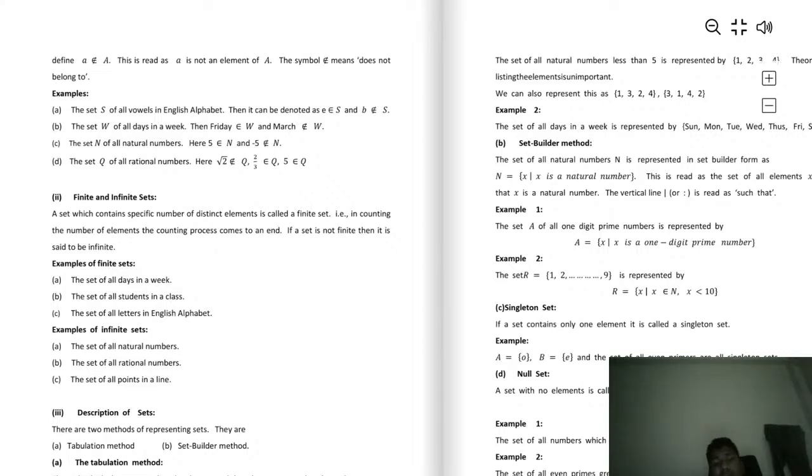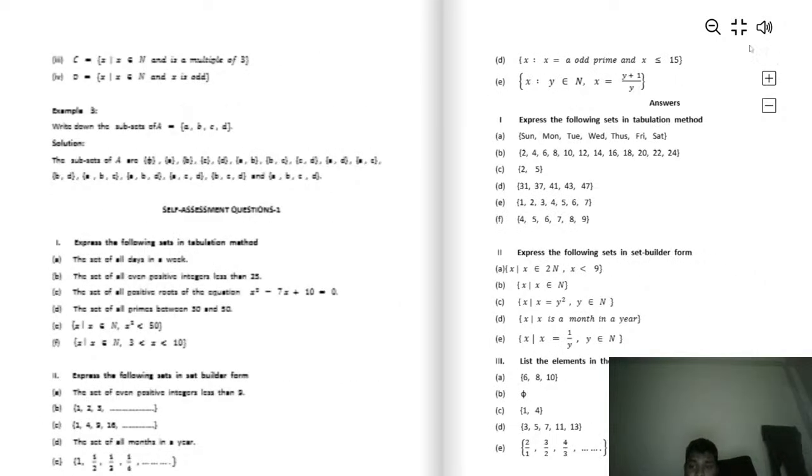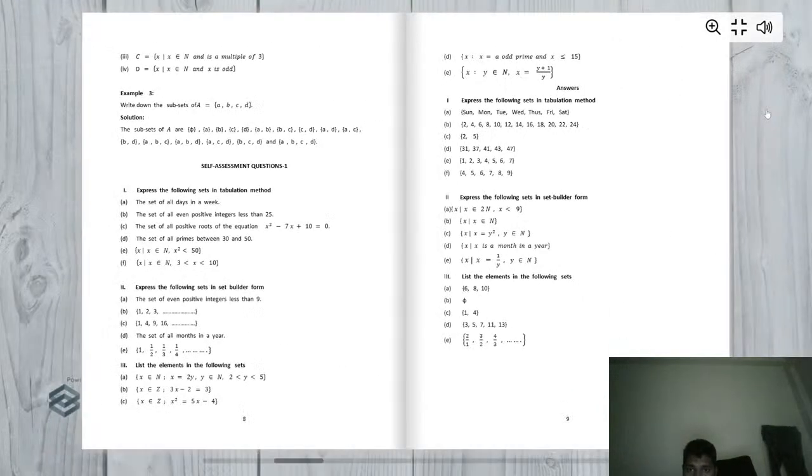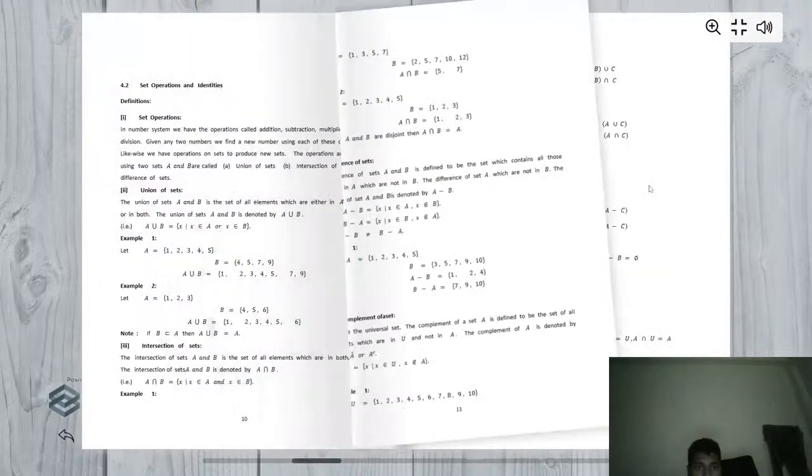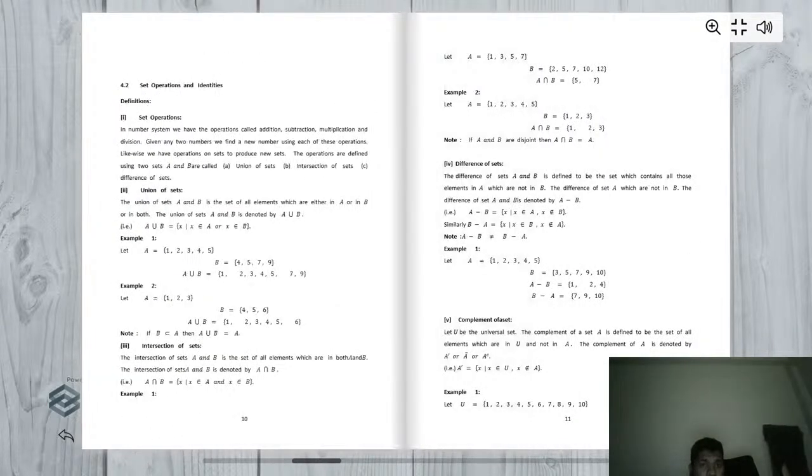Okay, so finite and infinite, I have explained that, no? A set which contains a specific number of distinct elements is called a finite set. If a set is not finite, then it is said to be infinite. Okay.